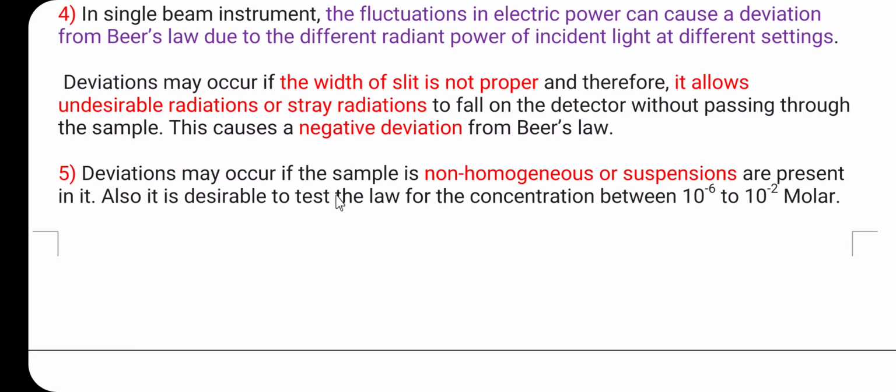Let us consider the last reason. Deviation may occur if the sample is non-homogeneous or suspensions are present in it. This is also very important. In the colorimeter as well as in the spectrophotometer, the sample should be homogeneous and there should not be any suspension in the sample, to avoid deviation from Beer's law. If the sample is non-homogeneous, or if suspensions are present, then there is a deviation from Beer's law. Lastly, it is also desirable to test the law for concentrations between 10⁻⁶ to 10⁻² molar.